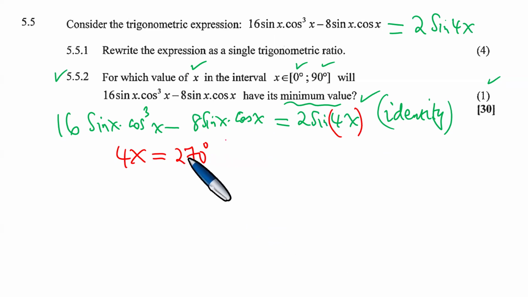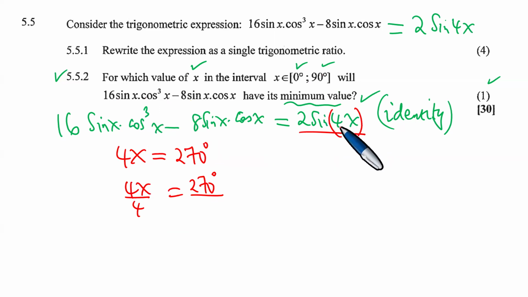Because 270 is positive, but it is not between 0 and 90, we need to divide it by 4, remember? So we're going to divide by 4. Okay, which one do I look at? Do I look at 2 sine 4x? Yes, we look at 2 sine 4x because this whole thing is too complicated. I look at the angle of 4x.